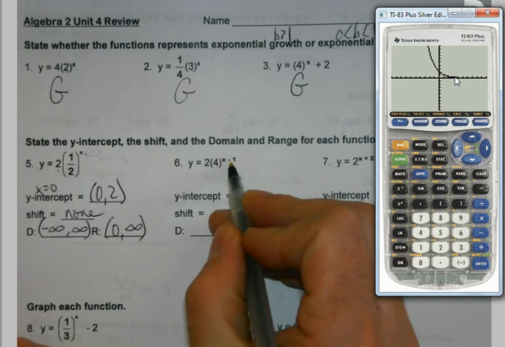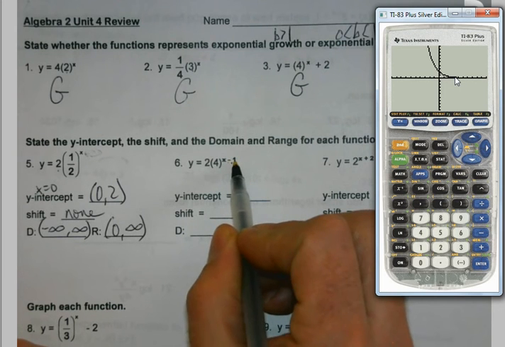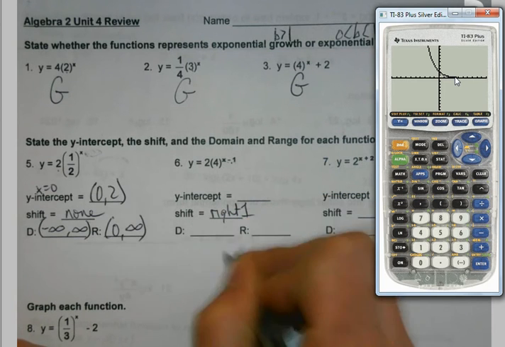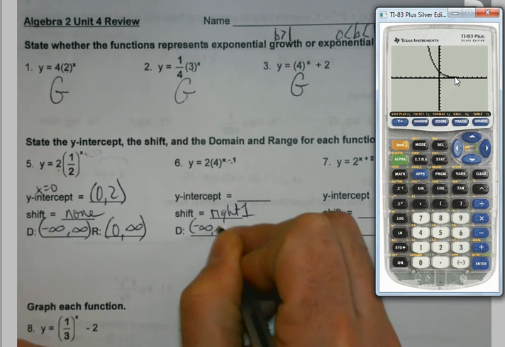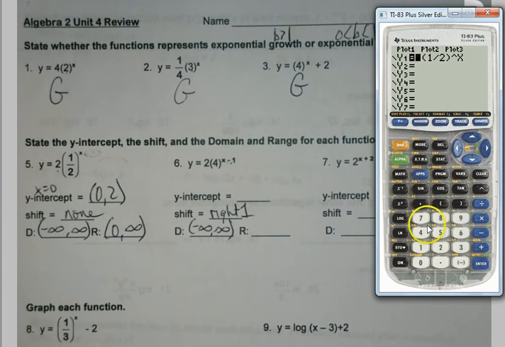Okay. Let's see on this next one. Up in the exponent, the -1, this is my left and right shifts. This one's going to be right 1. Let's see how much we can get here going. Negative infinity to infinity. While I'm typing this in, I'm hoping maybe that you're noticing a couple of things. One, I put my exponent in parentheses because I want the x and the -1 to be part of that.